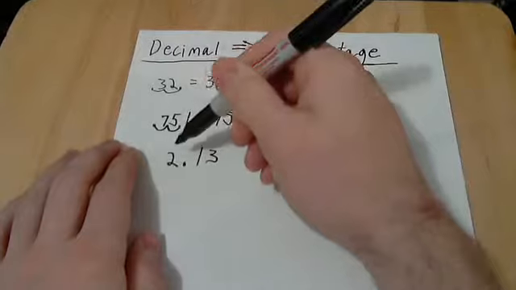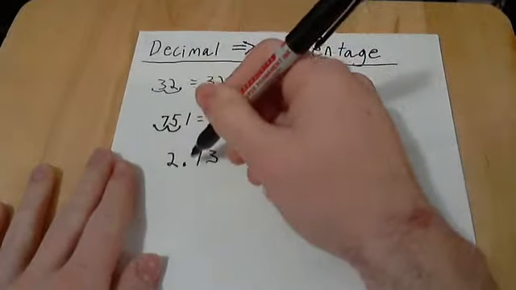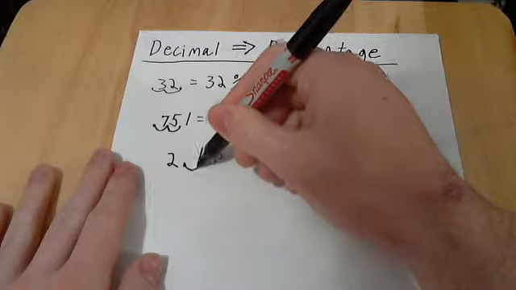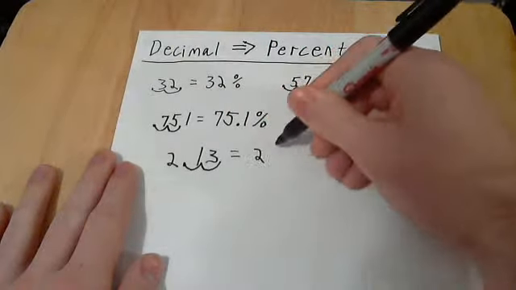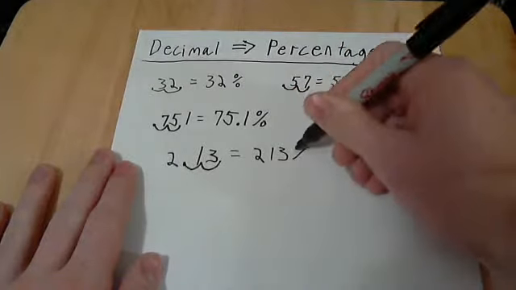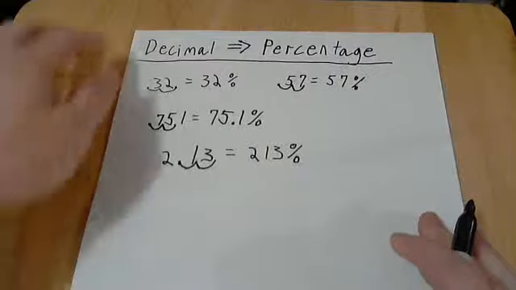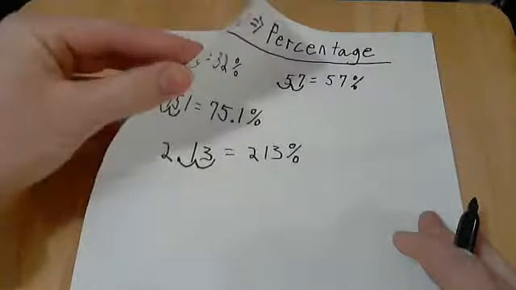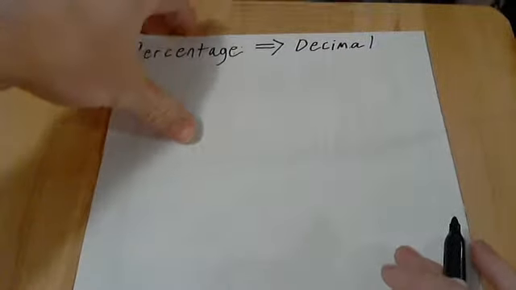Even with this whole number here, it's going to be exactly the same concept. Multiply by 100, moving the decimal 2 places to the right, which gives us 213%. And it's going to be this exact same for all decimals. So now let's look at going the other way with turning percents into decimals.